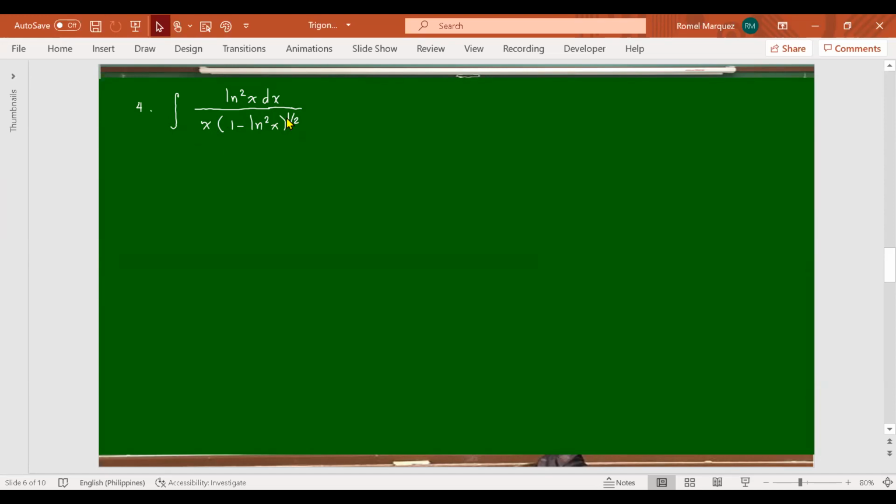in integration leading to inverse trigonometric tangent, no? But unfortunately, merong ln squared here. So that makes it not possible by such basic integration. So let us have trigonometric substitution here. So we let this ln x, because this is a squared minus u squared. So our u squared is ln squared x, and then our u is ln x. So we let ln x be equal to a, that is 1, times sine theta.